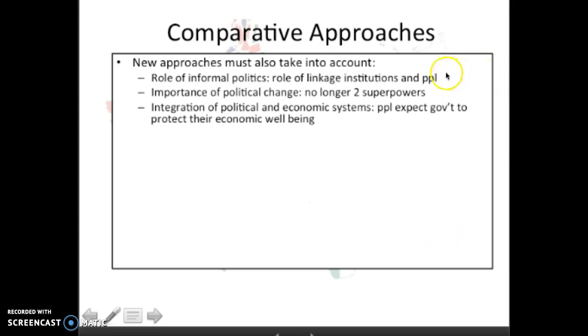So we also will look at linkage institutions, any of those institutions that link the people to government, like media, interest groups, elections, and political parties. The importance of political changes, looking a lot at revolutions, and the integration of political and economic systems. Generally, people in a democracy will have an economic setup that is more mixed or market economy.